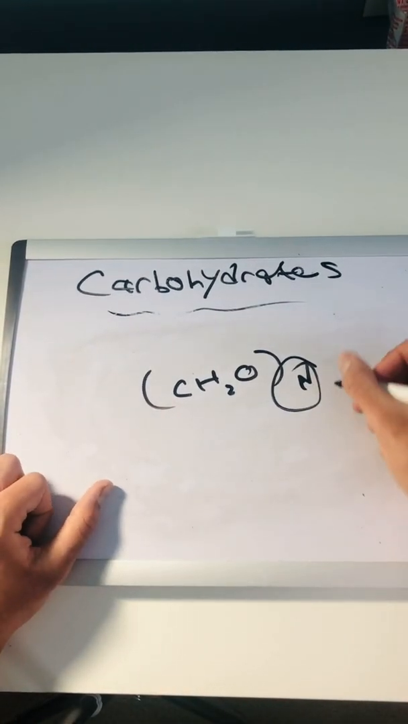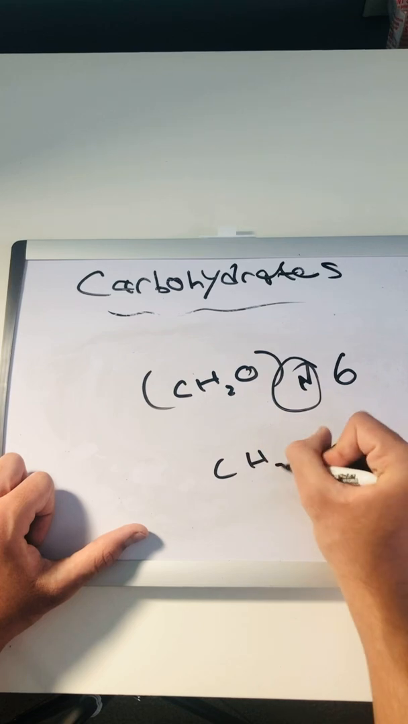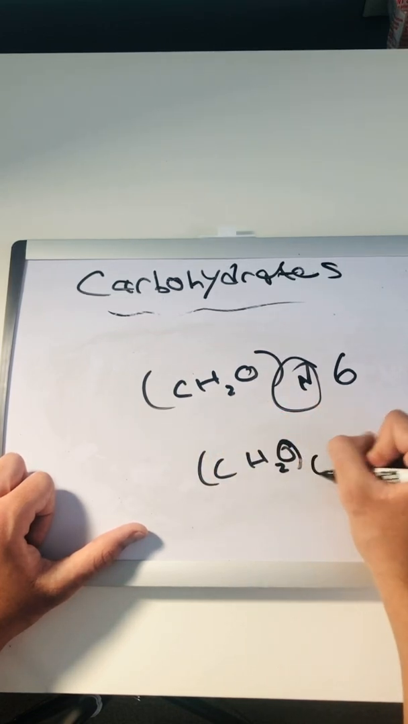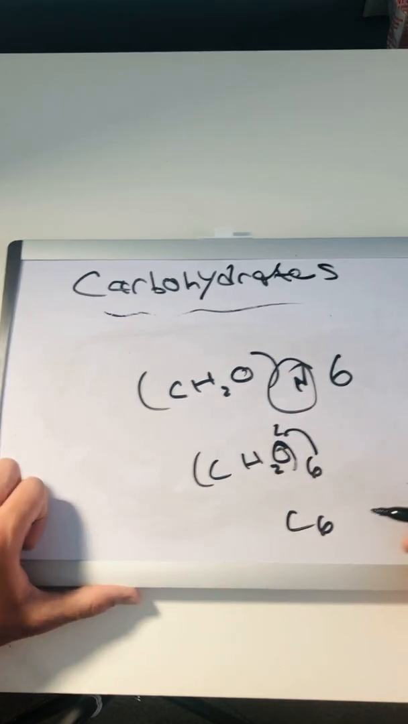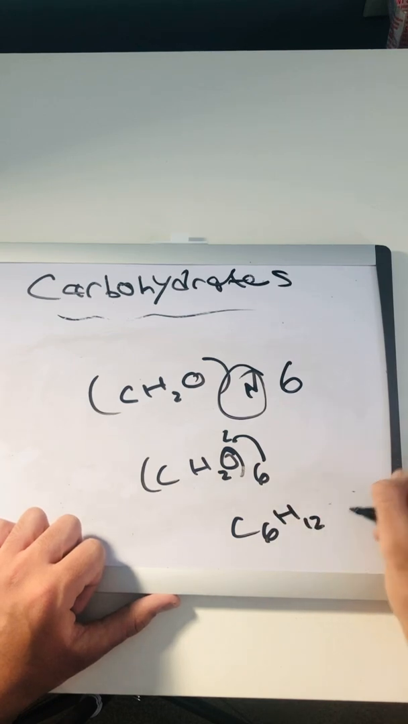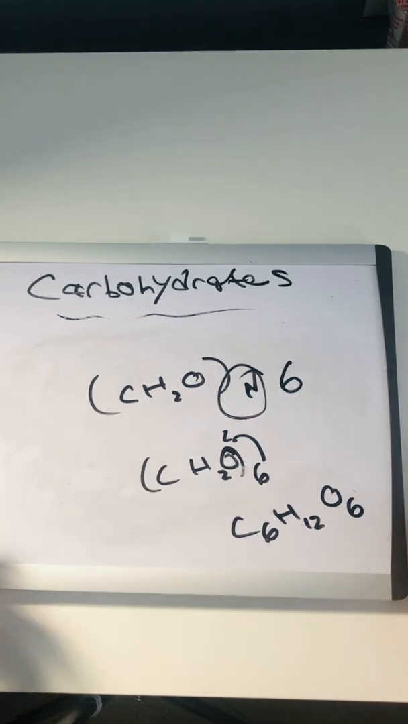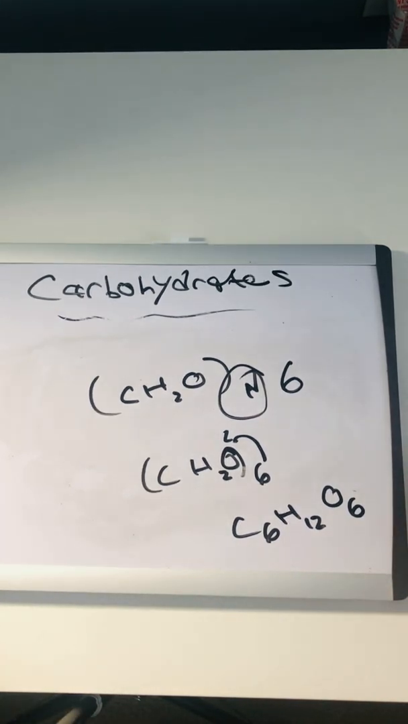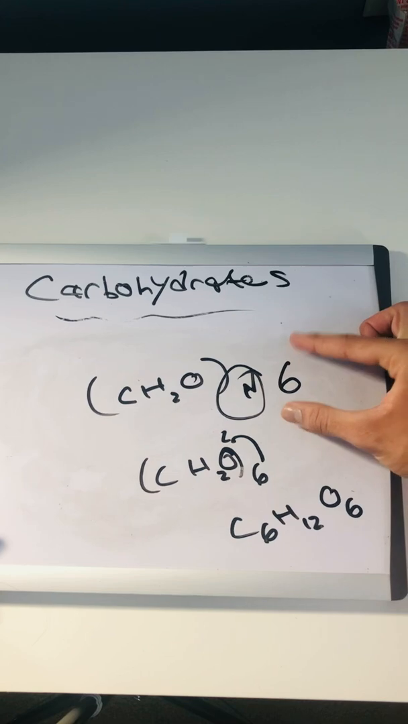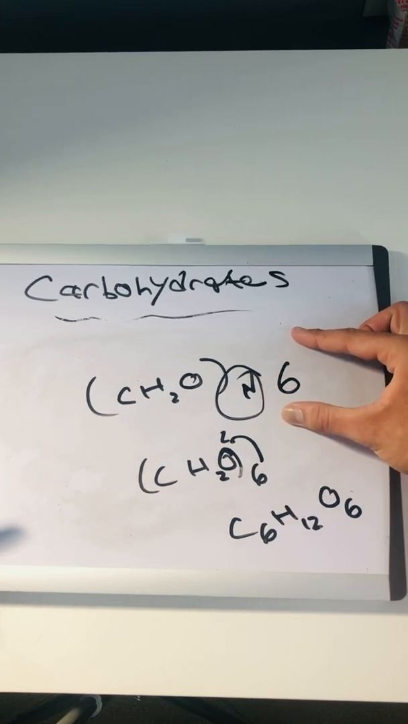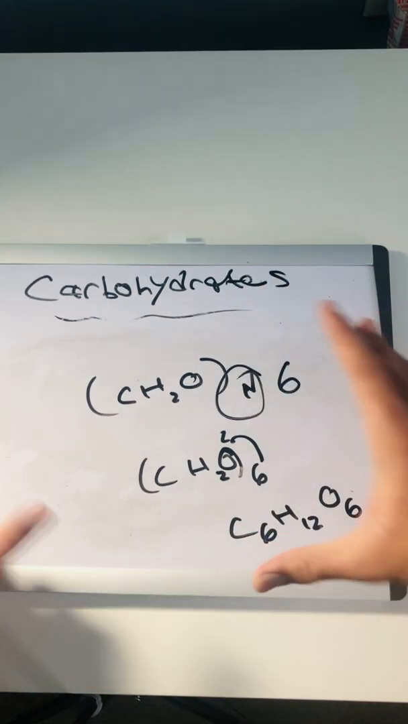Suppose it's a 6-carbon carbohydrate. If we do basic math here, this 6 will be distributed to the oxygen, to the hydrogen, and the carbon. So the final chemical formula will be C6H12O6. That is also, guess what? That is also the chemical formula of glucose, which is a monosaccharide. So depending on how many carbons a carbohydrate contains, that's how the formula and structure can differ from each carbohydrate.